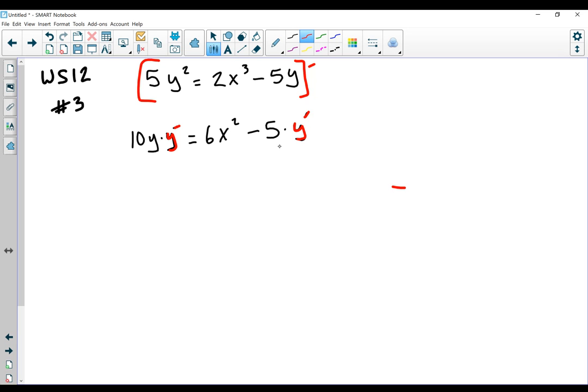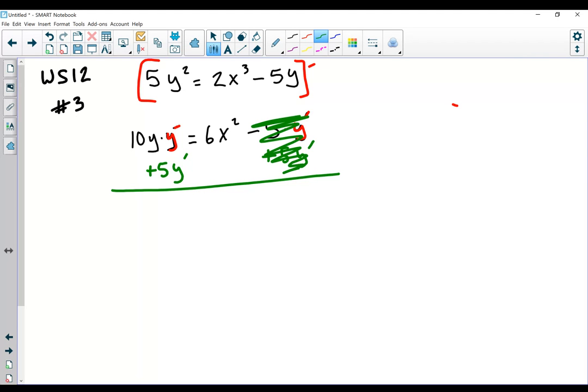We're going to get our y primes together on the left side of the equation. So I'm going to add 5 y prime to each side. Do this in green. These truly are like terms, so they go away. They go to 0. You're left with 6x squared. On the right side, you have 10y y prime plus 5y prime. Oh my gosh.